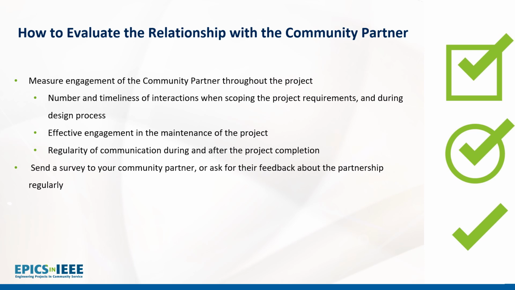At the end of the project, you want to evaluate the relationship with the community partner. Measure engagement of the community partner throughout the project: number and timeliness of interactions when scoping the project requirements during the design process, effective engagement in the maintenance of the projects, and regularity of communication during and after the project. Send a survey to your community partner or ask for their feedback about partnerships regularly. EPICS and IEEE will also be sending a survey to the community partner as well.